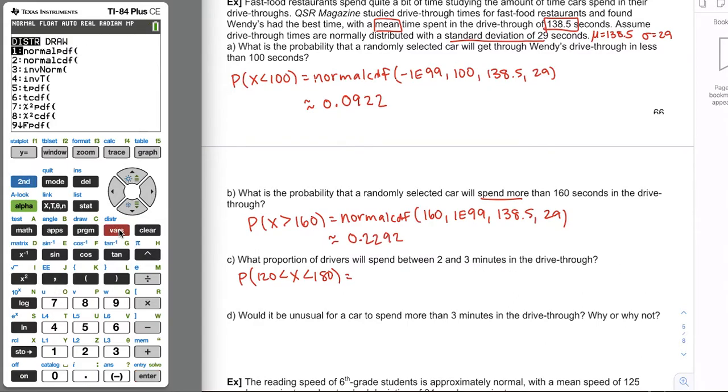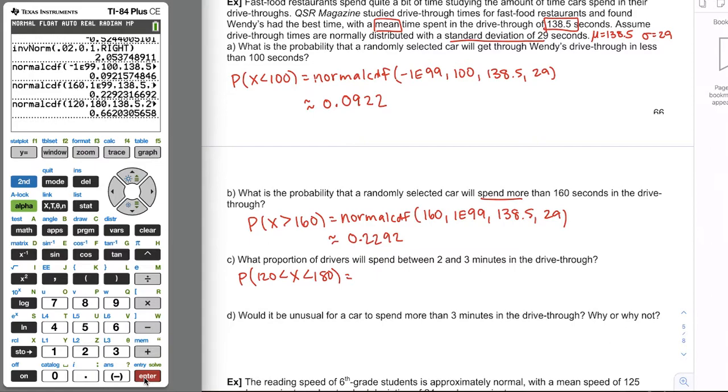Okay, so we go back to our normal CDF again. The lower bound is 120, the upper bound is 180, and the mean and standard deviation are the same. Okay, so let me write that down for you here as well. Normal CDF, 120, comma 180, comma 138.5, comma 29. Some of you may need to type that in directly if you don't have that additional menu. So we have 0.6620.